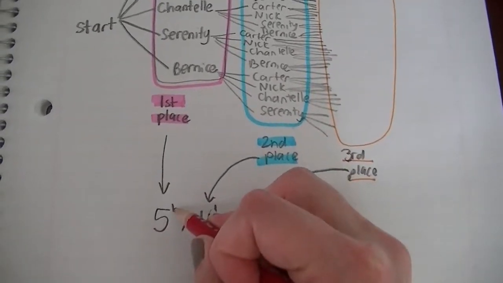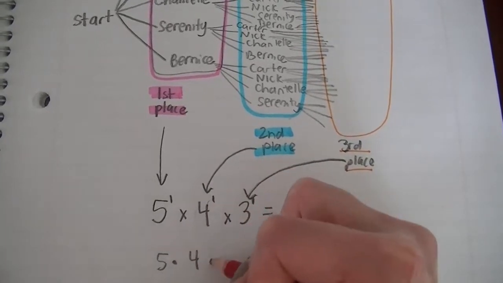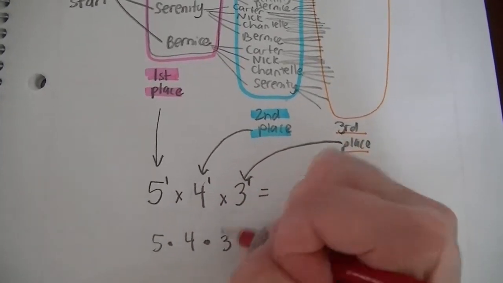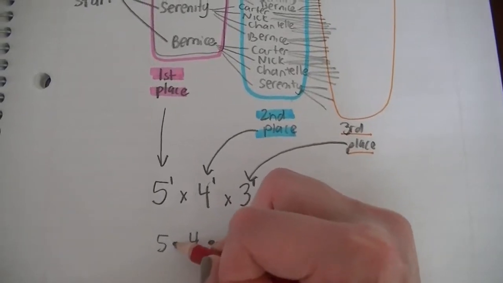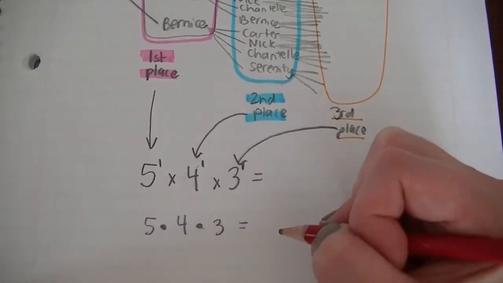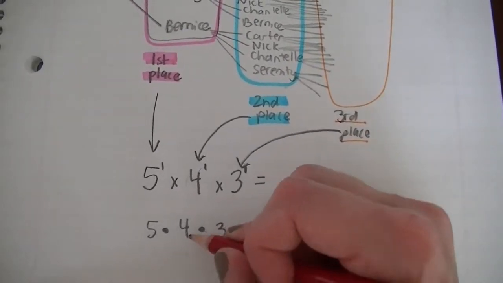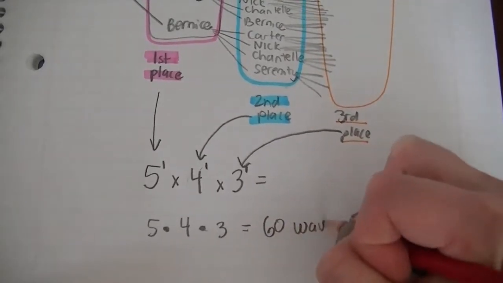So 5 to the first power is just 5, 4 to the first power is just 4, 3 to the first power is just 3. And you'll see I changed it from x's to the multiplication symbol right there. These are interchangeable. But anyway, 5 times 4, that's 20. 20 times 3 is 60. So I'll end up with 60 ways.